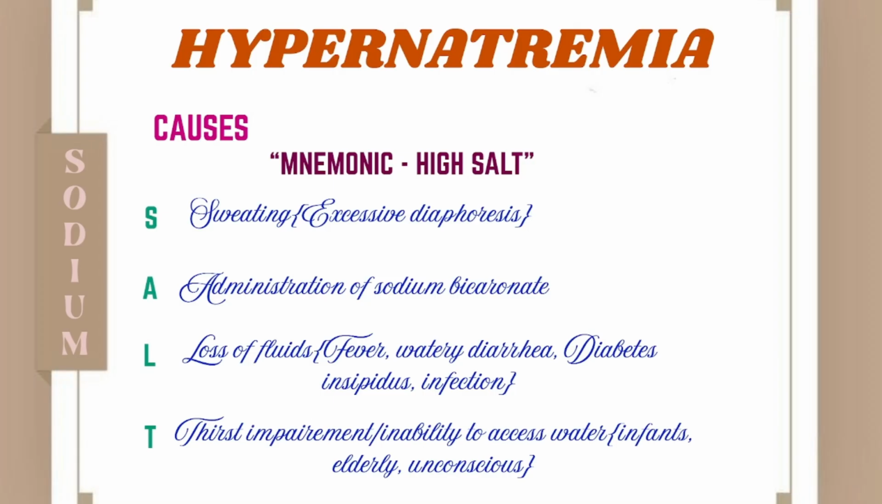H was for hypertonic IV fluids. I is if there is increased sodium intake. G stands for GI tube feeds without adequate water. H, hyperaldosteronism. S, sweating if there is excessive diaphoresis. A, administration of sodium bicarbonate. L, loss of fluids, and T is for thirst impairment. So these are the causes of hypernatremia, which causes sodium overload in the body.